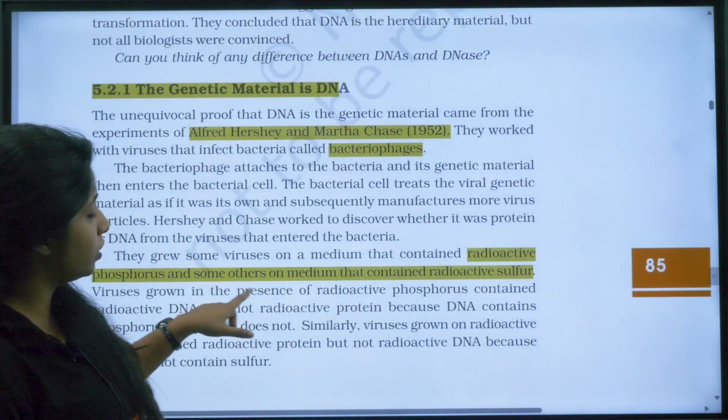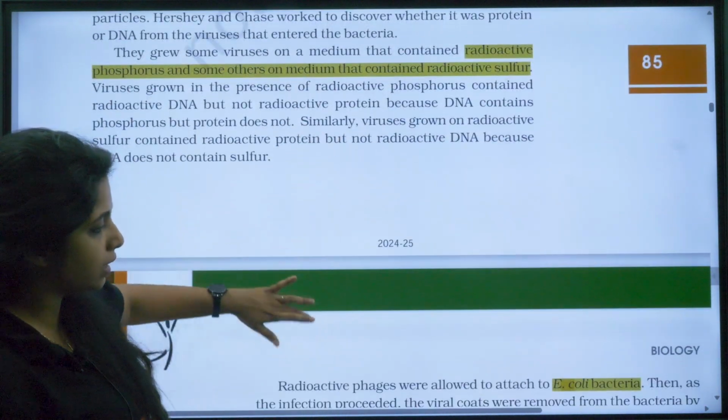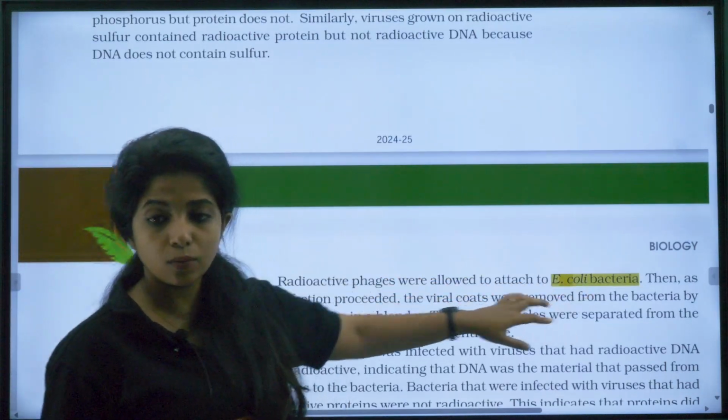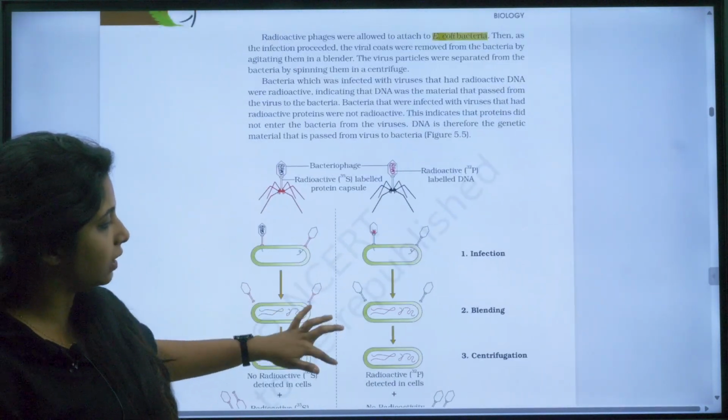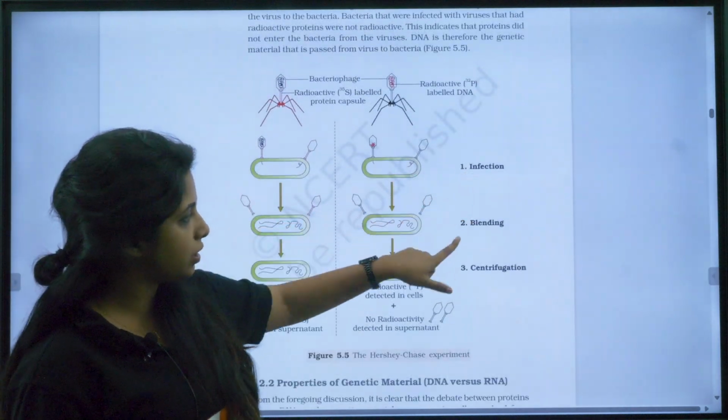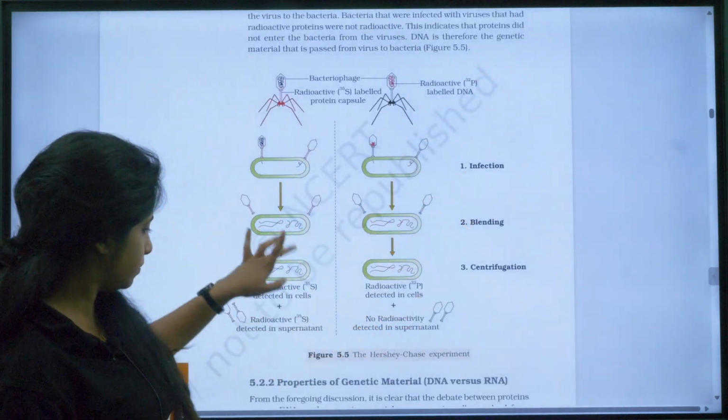You have radioactive phosphorus and radioactive sulfur as well in this particular experiment. E. coli bacteria was used. Please remember that. Everything else is very important. Go through it. Okay, read it. And what were the steps? Infection, then blending, then centrifugation.